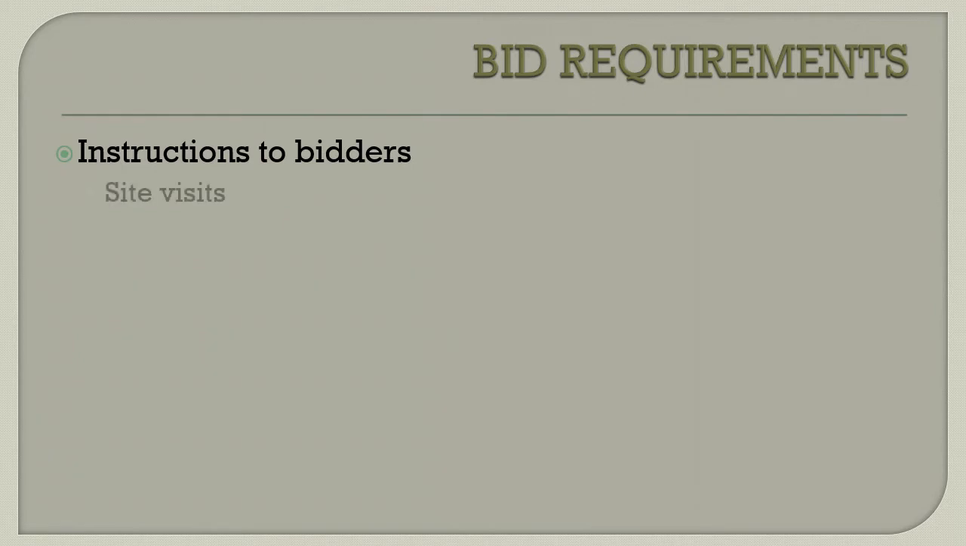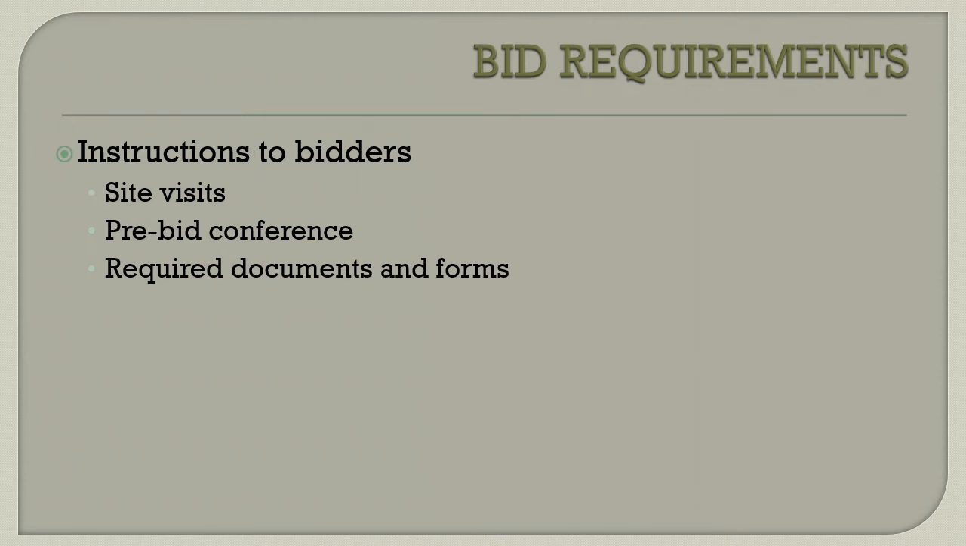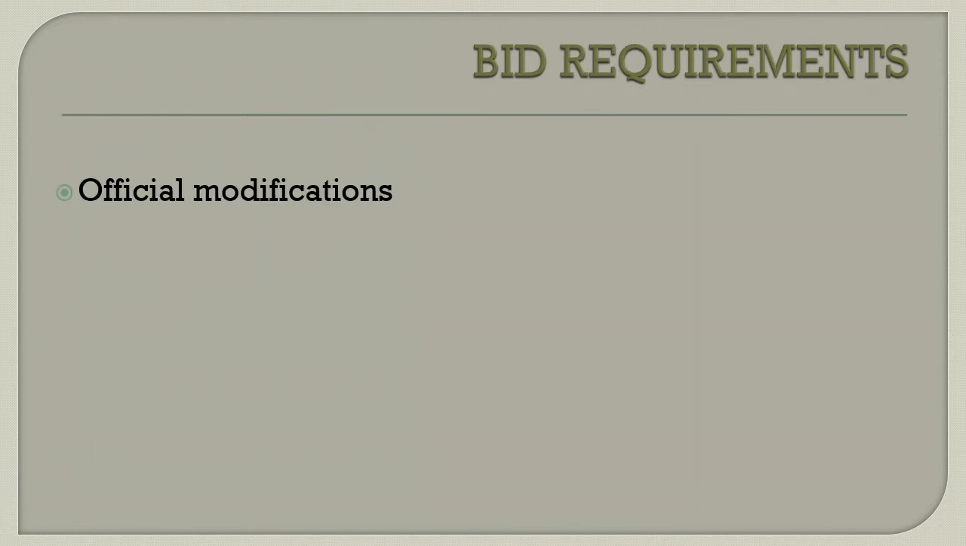The instructions to bidders might include information about site visits for inspection before you bid, information about a pre-bid conference in which all interested bidders can ask questions and hear more about what the project is. Any required documents and forms that are required to bid. Who to contact for information. This is very important. Only an official source can provide information during bidding.